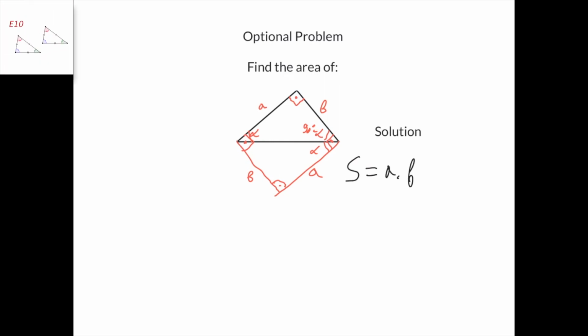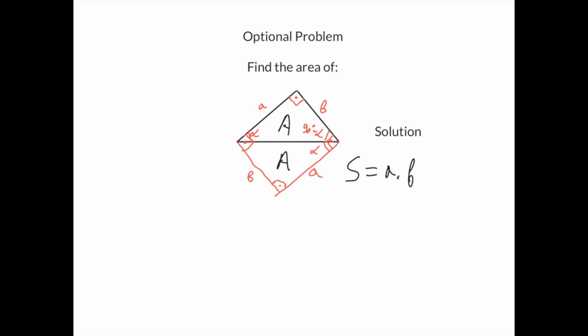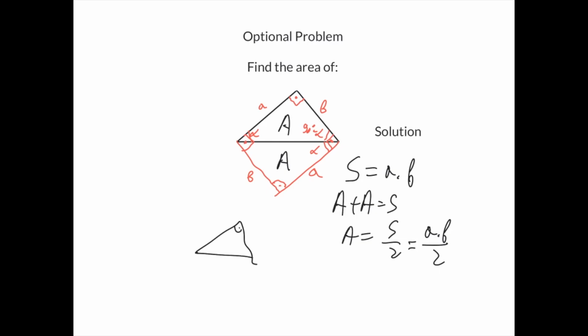But now, because of the congruence, the two congruent triangles have the same area. Let's call it A. So this one has an area A and this one has an area A. And A plus A is the area of the rectangle, which is S. So A plus A equals S, or A equals S divided by 2, which is a times b divided by 2. So if we have a right-angled triangle with sides a and b, its area is a times b over 2.